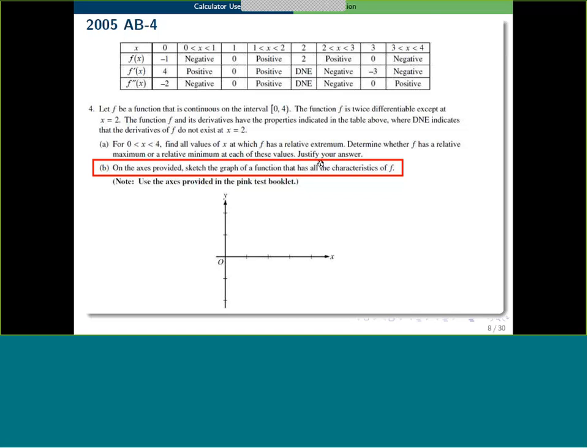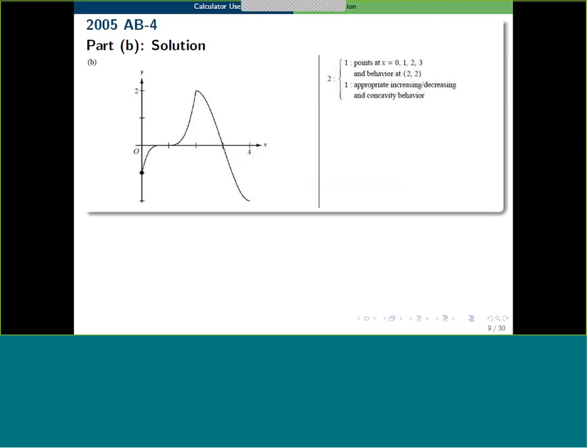Some students, if they have their calculator in front of them, might try to put some values in for f and try to run a regression to get what this function would look like, and that's wrong. I just want to make that point. So what the student is supposed to do is analytically take a look at that table, use all the characteristics given in that table, and produce a rough sketch of the graph. And that's what it's supposed to look like, taking into account where it is increasing or decreasing, taking into account concavity, taking into account whether or not the derivative exists. And that's the sort of solution that we were looking for back in 2005.